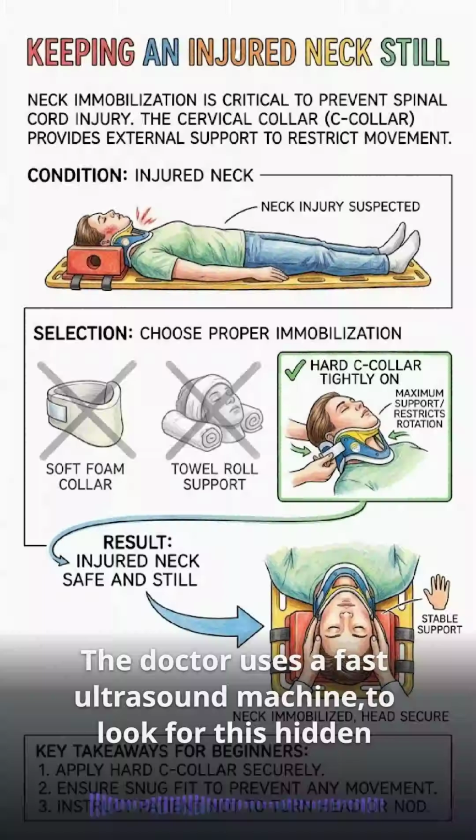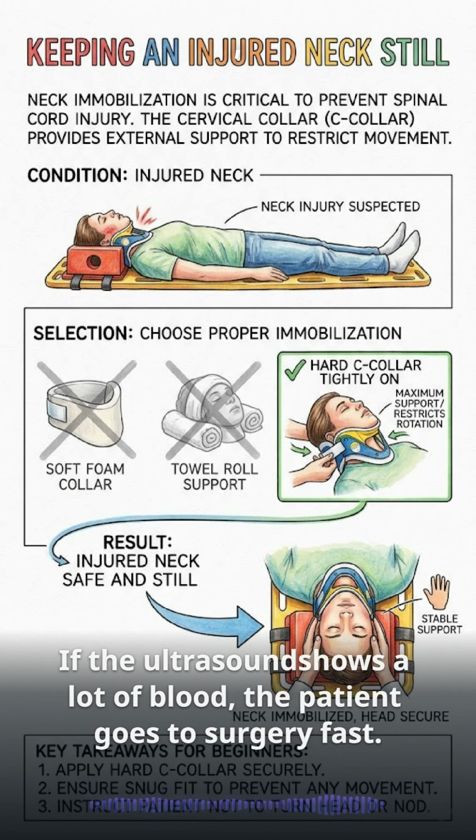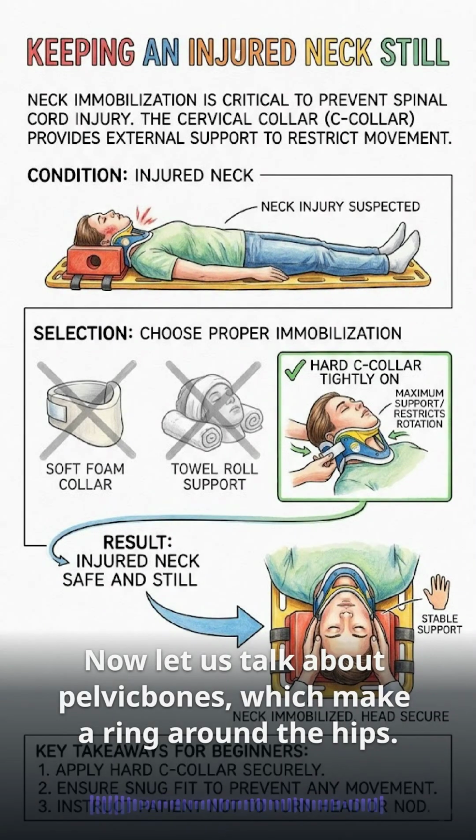The doctor uses a fast ultrasound machine to look for this hidden internal bleeding. We call this the fast exam, and it saves many lives in the hospital. If the ultrasound shows a lot of blood, the patient goes to surgery fast. Now let us talk about pelvic bones, which make a ring around the hips.